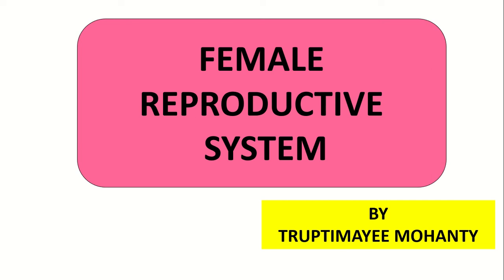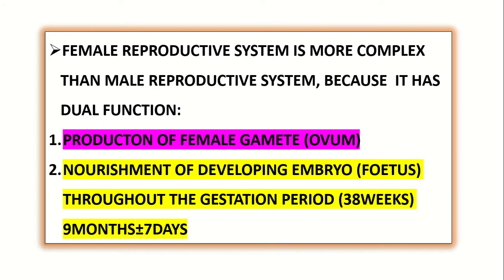So, today's topic is female reproductive system. We have already completed the male reproductive system and the spermatogenesis process, and today's topic is female reproductive system. It is a much more complex system than the male because it has dual function. It means it has two functions to do.